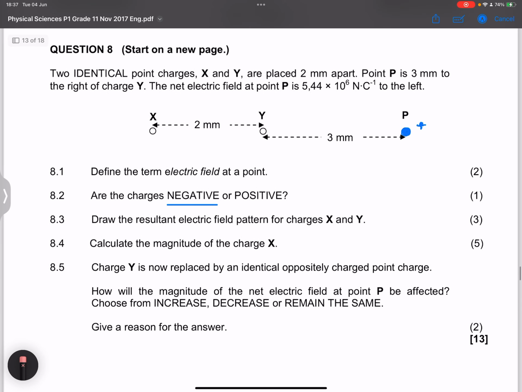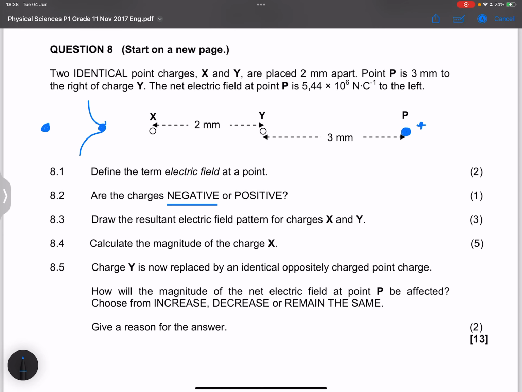Now they say draw the resultant electric field pattern for charges X and Y. So what I'm going to do there, let me just draw them over here. These are point charges. They are identical in charge, so I know that they are negative, by the way. So that means that our electric field will actually be in that direction. It will be an electric field that is moving towards the center of the charges.